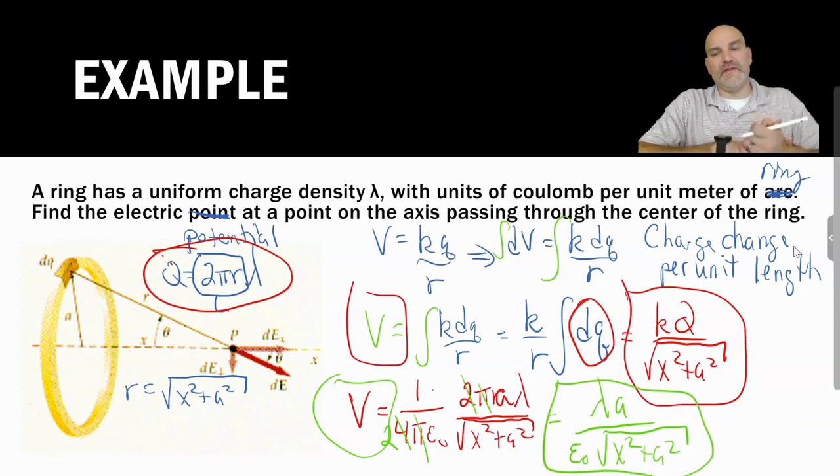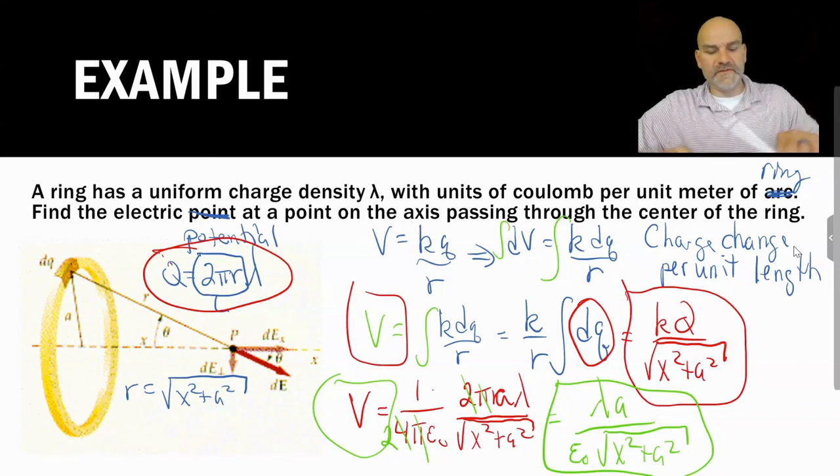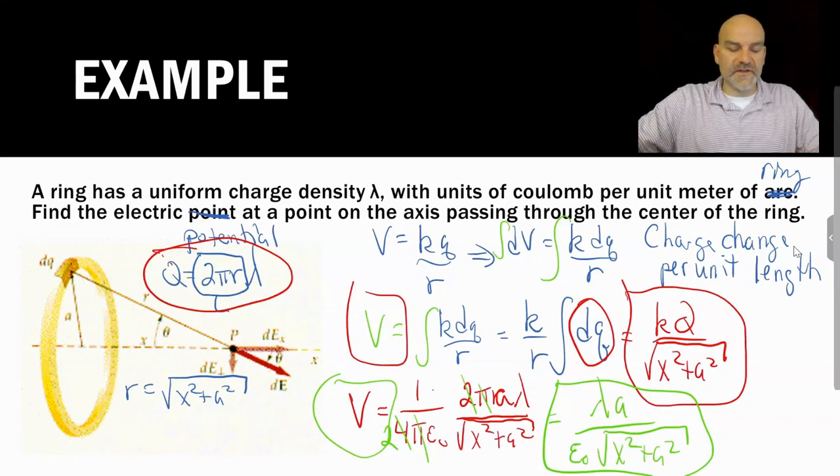You've got to pay attention to what they're actually looking for. They may look for it in terms of Q, or maybe in terms of lambda. So this ends Unit 1 for AP Physics C, the electrostatics unit. In the next unit, we're going to talk about conductors, capacitors, and dielectrics, because there are some special things that we need to address before we move into Unit 3, which is electric circuits.